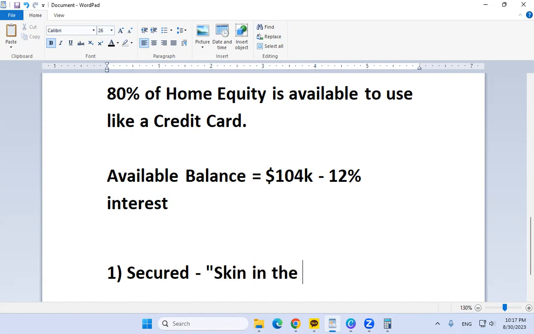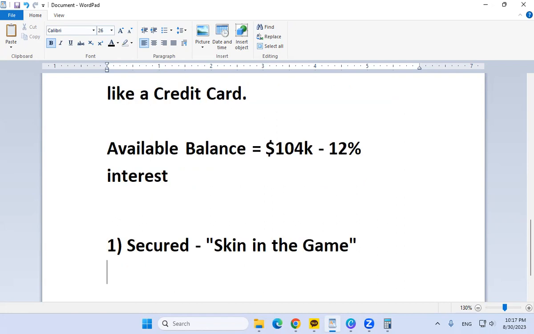So skin in the game. They call it secured by an asset that you put up as collateral, and you're putting your home as collateral just in case you don't pay back that line of credit, right? And then the second main difference is that you can use it to pay anything, right? That's the second main difference.